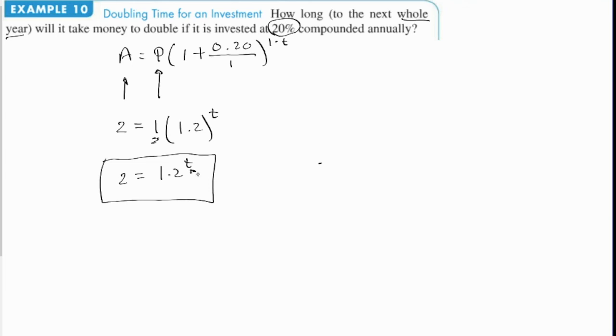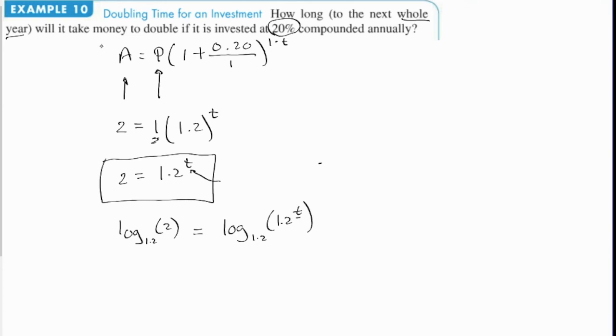So how do I get this exponent out? Well, the inverse of exponents is logarithms. So if I take log with a base 1.2 and apply it to this side, then they will cancel each other out because they're inverses, and that will take out my t. But anything I do to one side of an equation, I must do the same exact thing to the other side of the equation. That is a basic law of algebra. And now this is the equation I want to solve.